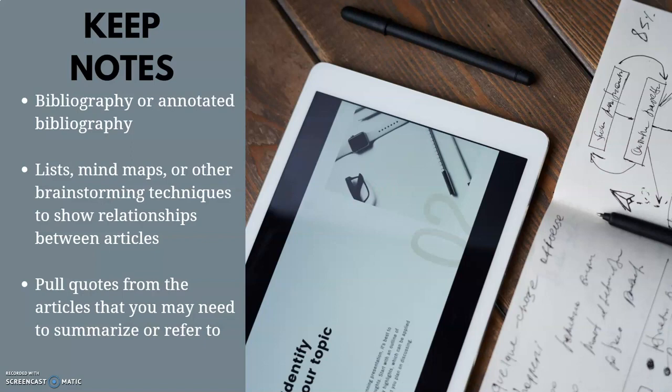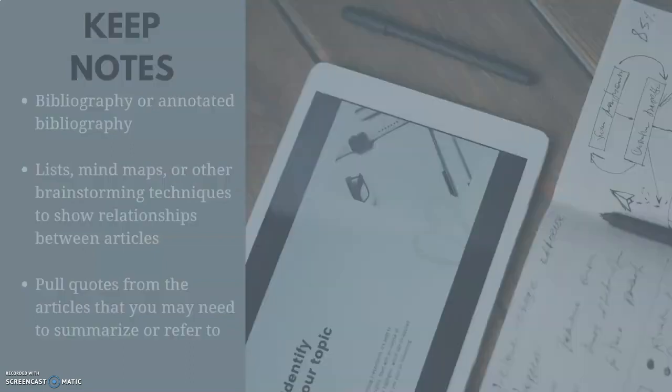It's also good to make lists, mind maps, or other brainstorming techniques. This will help you to synthesize the relationship between articles to better understand them. And it's great to pull quotes from articles that you may need to summarize or refer to later. These lists will all help you when you sit down to write. You won't feel like you don't know what to write about. You know that you're writing about these things.